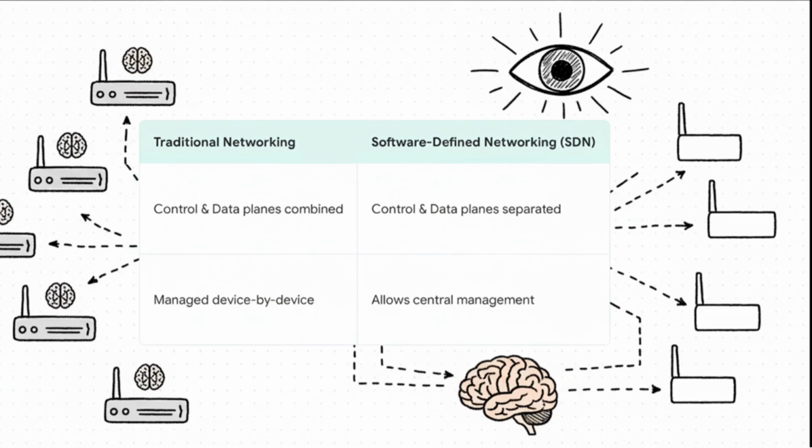Well, software-defined networking, or SDN, completely changes the game. It brilliantly separates the brain from the brawn. It pulls that control plane, the brain, out of all the devices and centralizes it. This gives you this incredible bird's-eye view to manage the entire network from one single place. It makes the network ridiculously flexible and way more intelligent.